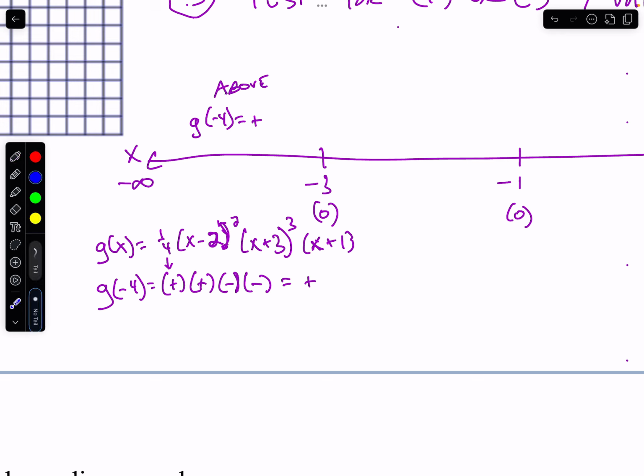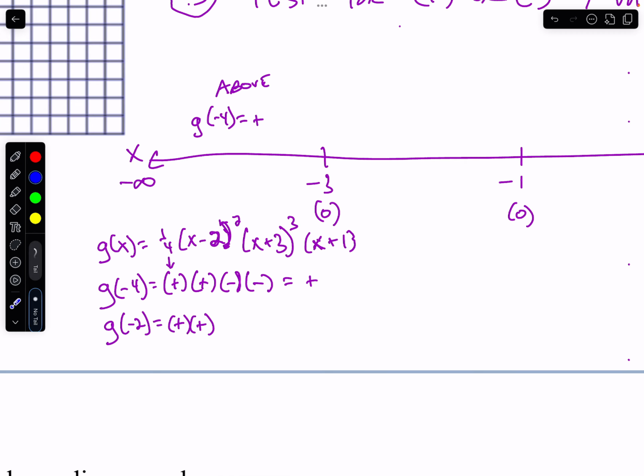Now on this interval, we're going to choose a number between -3 and -1. So that number is going to be -2. If I plug in g of -2, I know I get a positive, and then when I square, I get a positive. So I know it starts off positive, positive, no matter what. And then when I plug in -2 here, I get a positive, because -2 plus 3 is positive 1, and a positive times itself 3 times is still a positive.